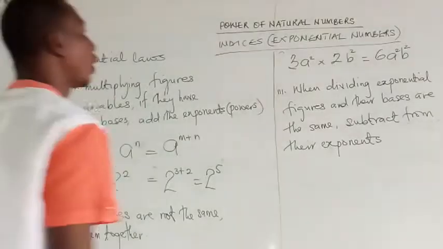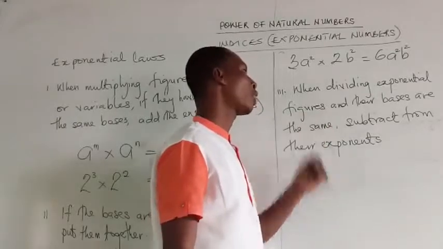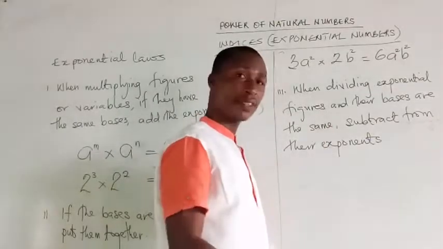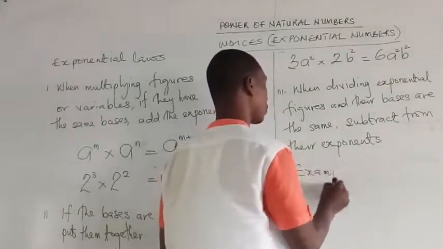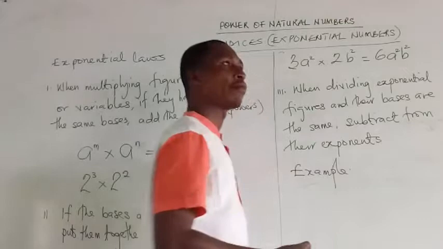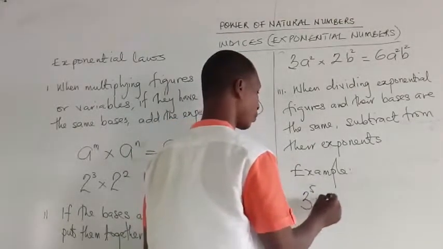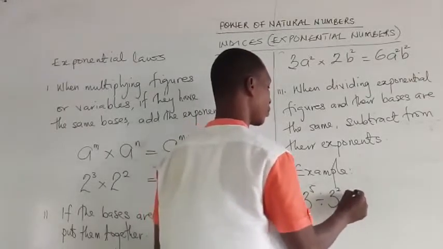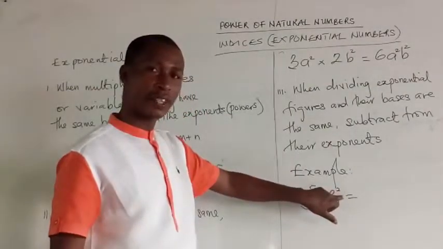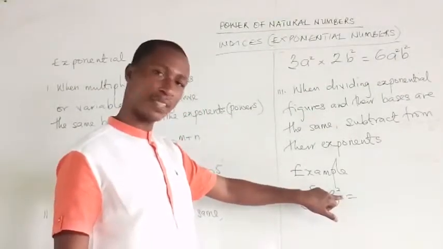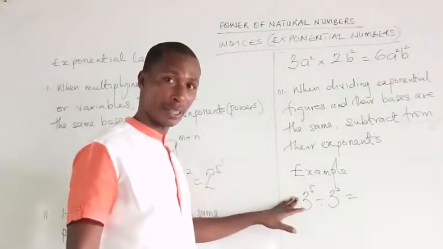So we said when dividing exponential figures and their bases are the same, subtract from their exponents. Let's see an example. We have 3 to the power 5 divided by 3 to the power 2. Always you subtract. This one is the divisor or denominator, and this one is called the dividend or the numerator.